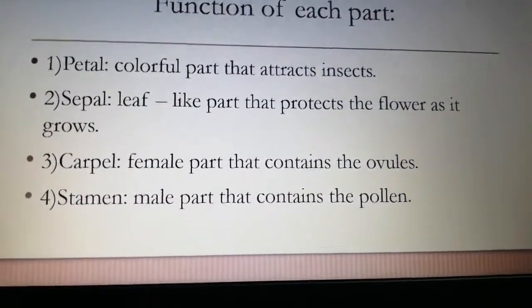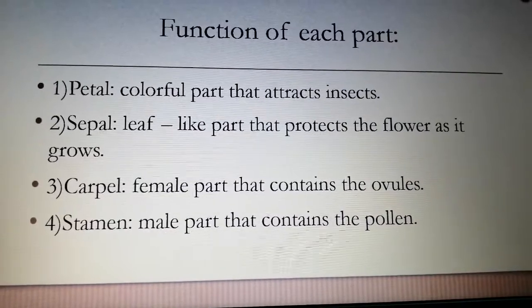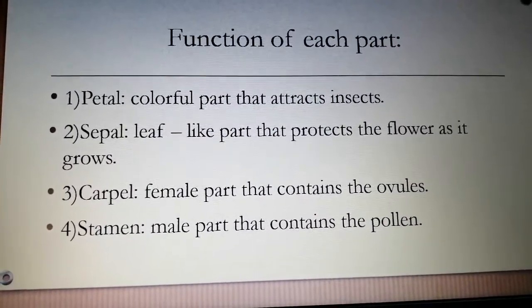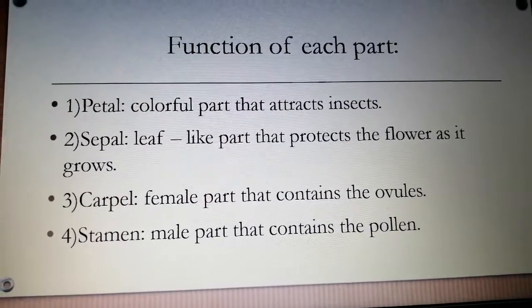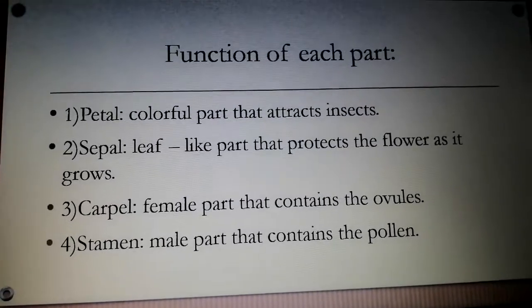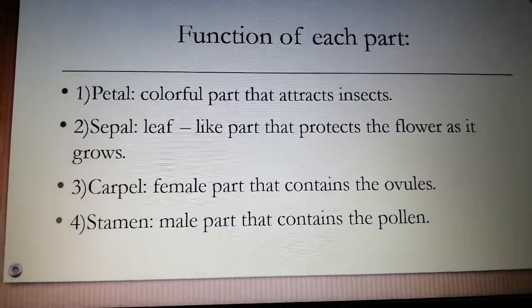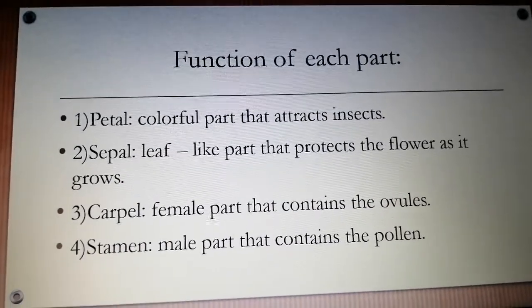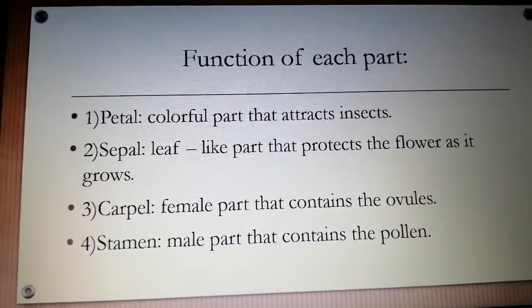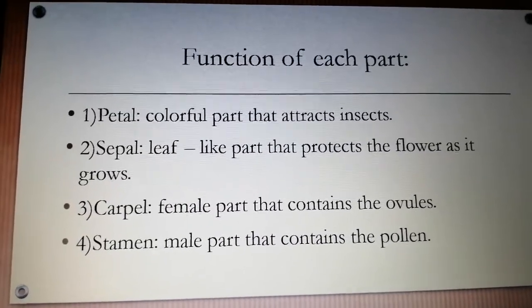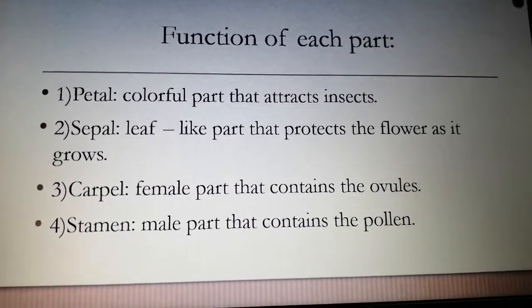Function of each part. Petal is the colorful part that attracts insects. Sepal is the leaf-like part that protects the flower as it grows. Carpel is the female part that contains the ovules. Stamen is the male part that contains the pollen. So the petal is the outside, colorful part that attracts the insects.